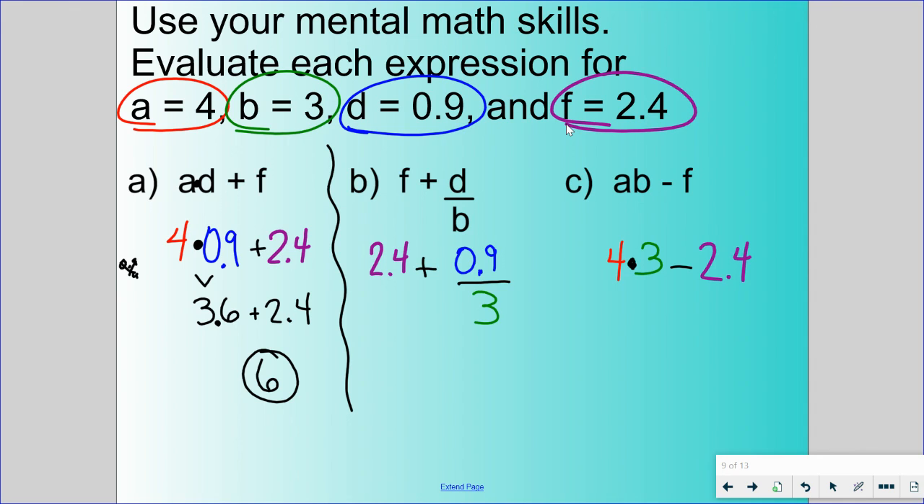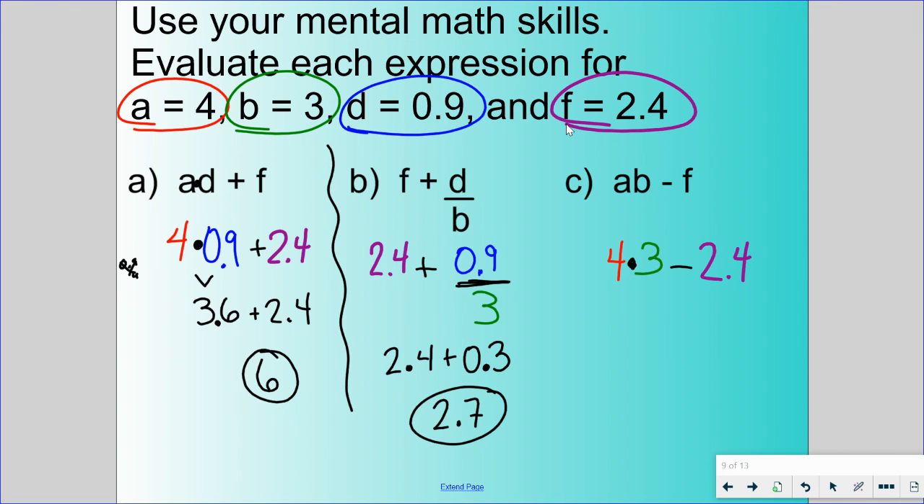Now check this out for part B. We do have 2 and 4/10, but our order of operations says before addition we do all division. Now if it were just 9 divided by 3, it'd be 3, but this is 9/10. So we're going to imagine that as 3/10. Here mental math takes over as well. Should be 2 and 7/10.